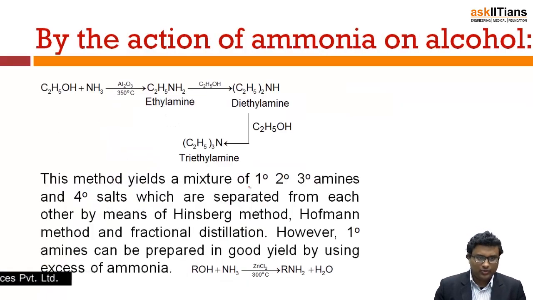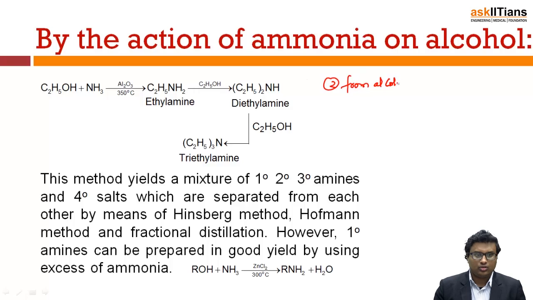Next, the second method, from alcohol. Your alcohol in the presence of ammonia and Al2O3 gives ethylamine, and this ethylamine in the presence of ethyl alcohol gives diethylamine. In the presence of C2H5OH again, you will get triethylamine. Again it's the same process, exhaustive methylation: conversion of 1 degree ethylamine to 2 degree and then 3 degree. So this method yields a mixture of 1 degree, 2 degree, 3 degree amines and 4 degree salts.